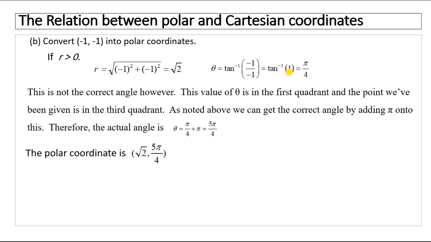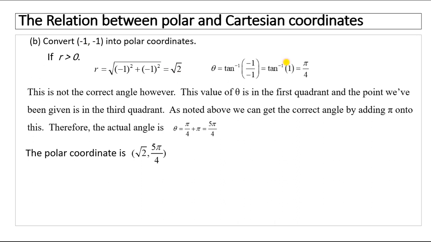Tan inverse 1 is positive in the first quadrant and third quadrant. Tan and tan inverse are positive in the first quadrant and third quadrant. In the first, theta equal pi over 4, but this point minus 1 lies in the third quadrant. Minus 1 lies in the third quadrant.